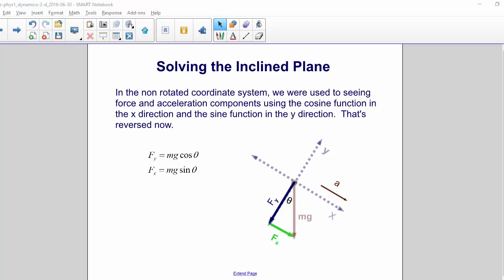In the non-rotated coordinate system, we were used to seeing force and acceleration components using the cosine function in the x direction and the sine function in the y direction. That's reversed now.